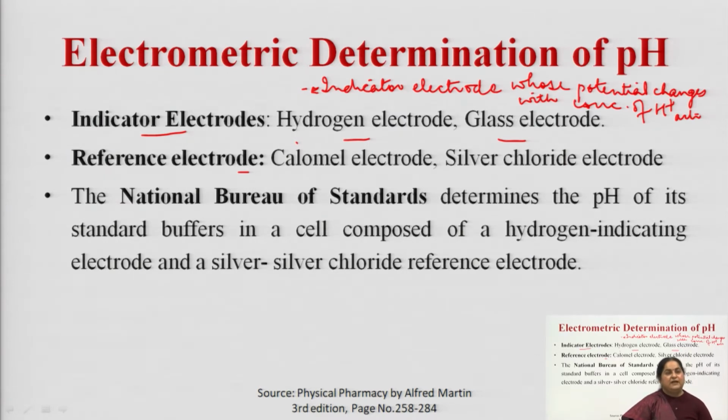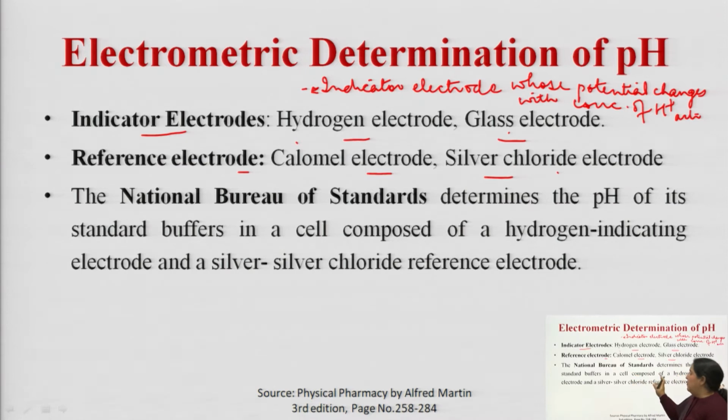So, these two indicator electrodes are used for the determination of pH, and the second thing we require is the reference electrode, that is the standard electrode, right. And for that we have the calomel electrode, which can be used as a reference electrode, and we have the silver chloride electrode, right. These two are the reference electrodes that can be used, and the indicator electrodes which can be used for the determination of pH are the hydrogen electrode and the glass electrode, because their potential depends on the hydrogen ion concentration, right.